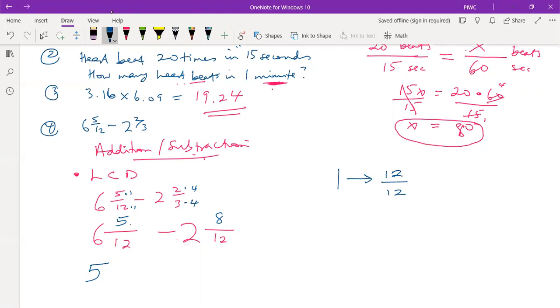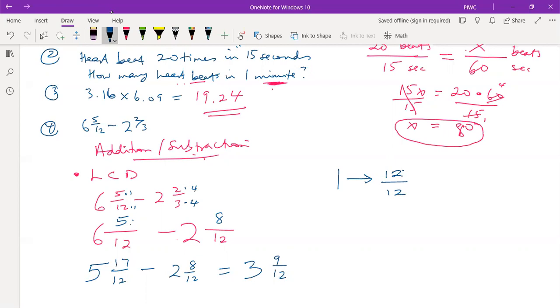If I take all, I've taken one whole. So I'm going to add this 12 parts to the 5. So I'm going to get 17 parts out of 12, right? So I've created a bigger fraction out of this. Then minus the 2 and 8 over 12. Now I can subtract. 5 minus 2 is 3, and then 17 minus 8 gives us 9 over 12.